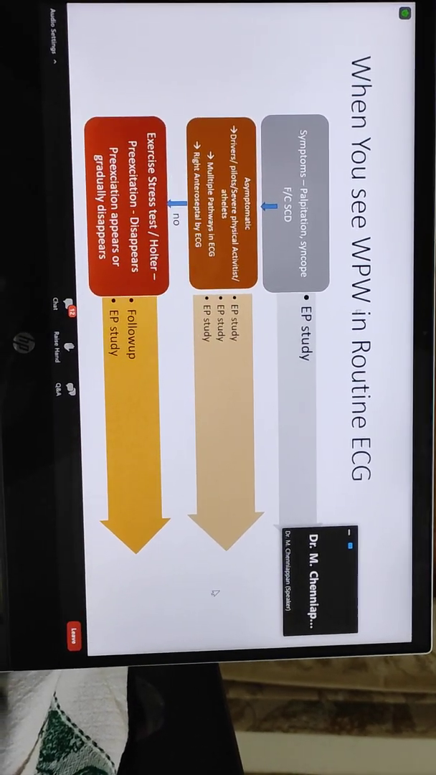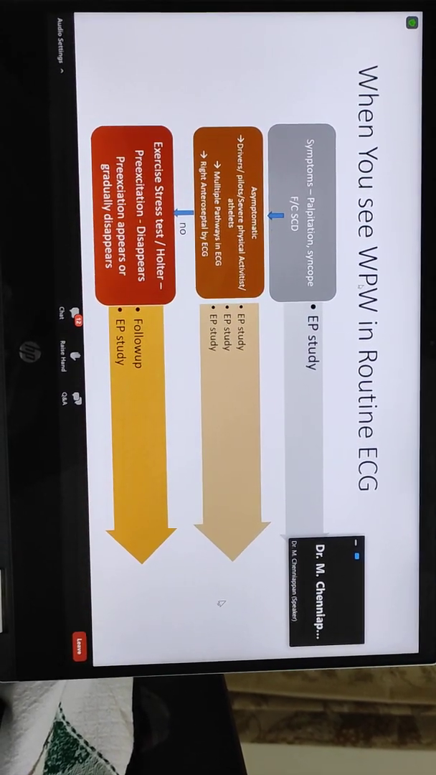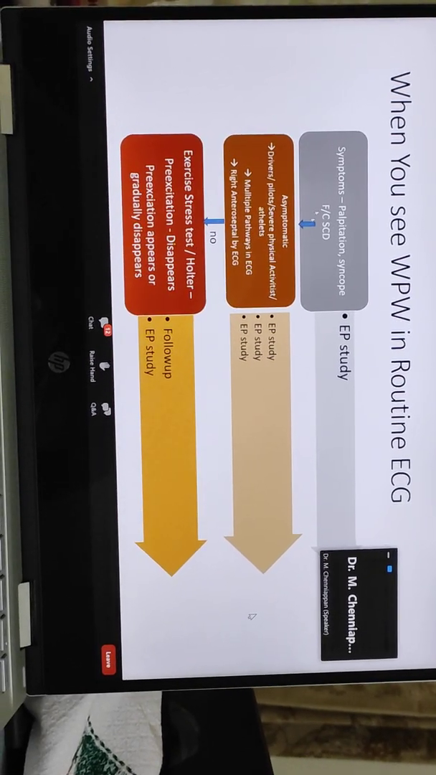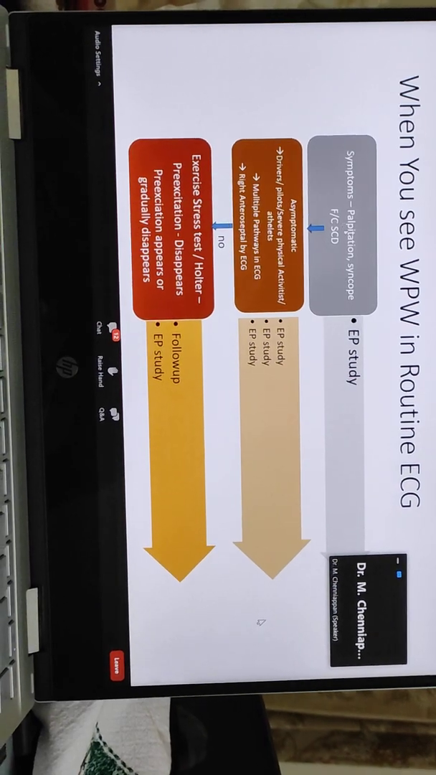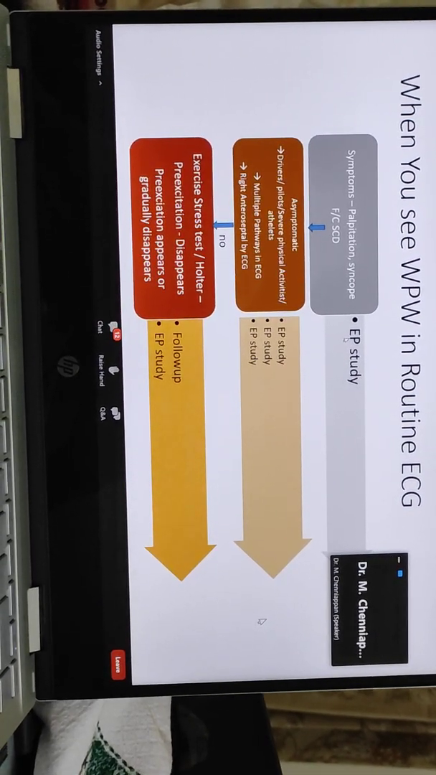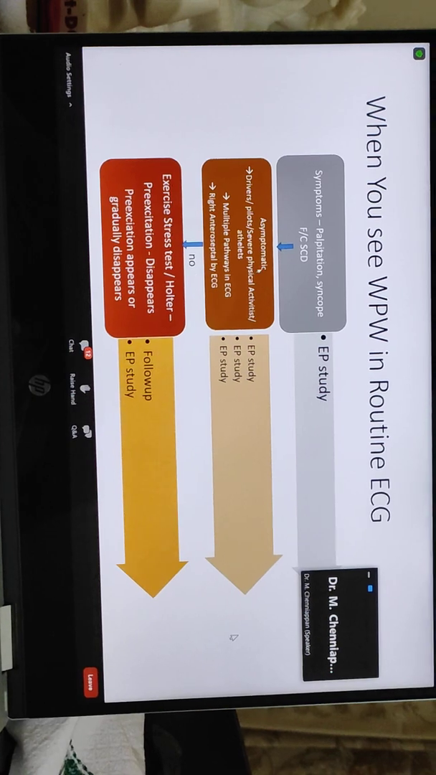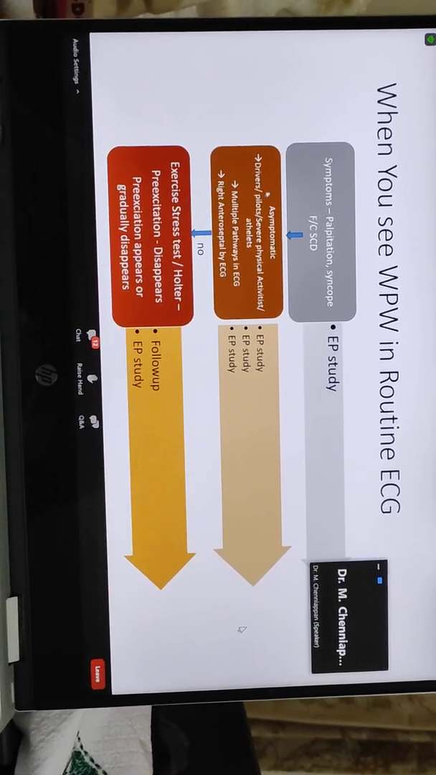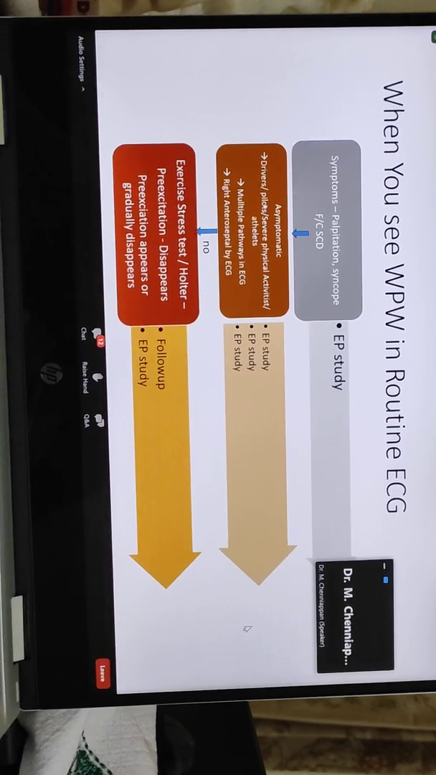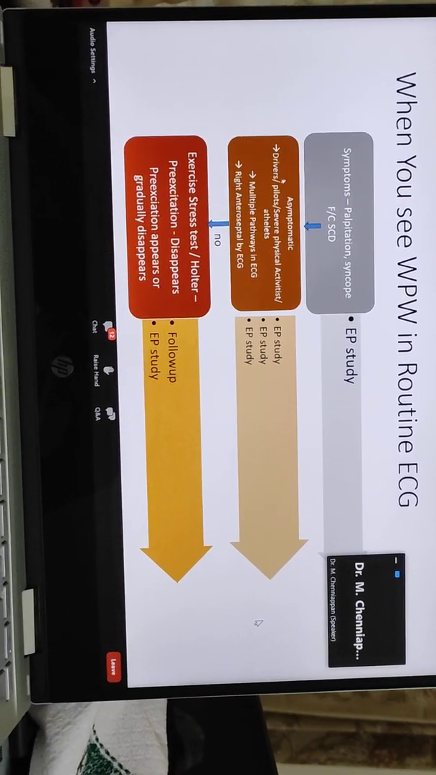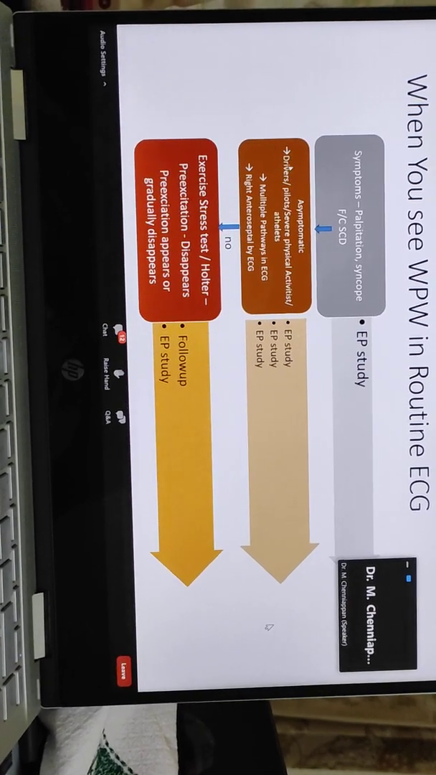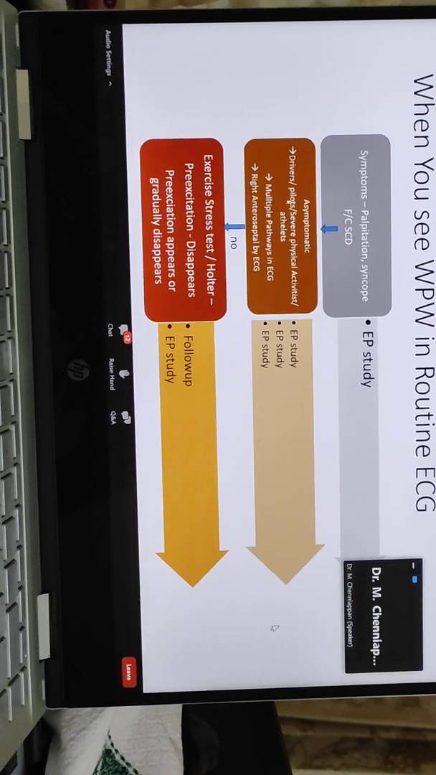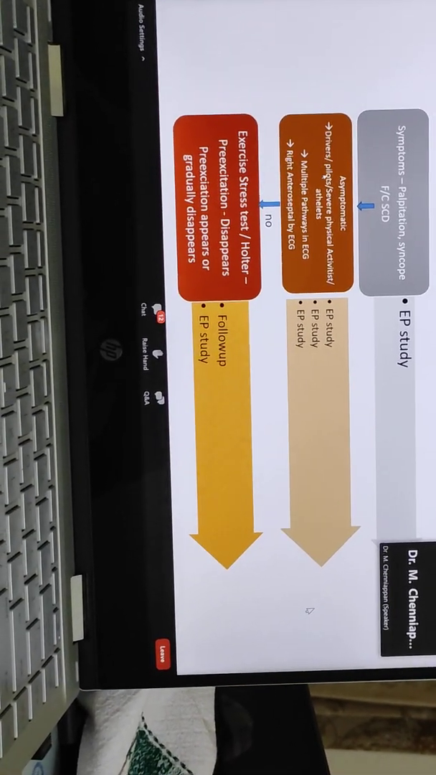Then how will you approach when you have a WPW pattern in a routine ECG? Look at the symptoms, carefully go through the symptoms and also the family history. When any of the symptoms are present, or family history of sudden death is present, the patient will go for EP study and RF ablation. When none of these things are there, if the patient is a driver or a pilot, or someone on whom many lives are dependent, then although these patients are asymptomatic, this patient should go for EP study and radiofrequency ablation.